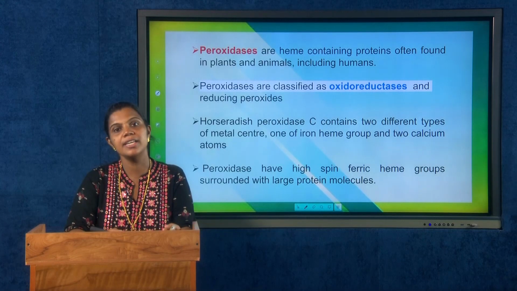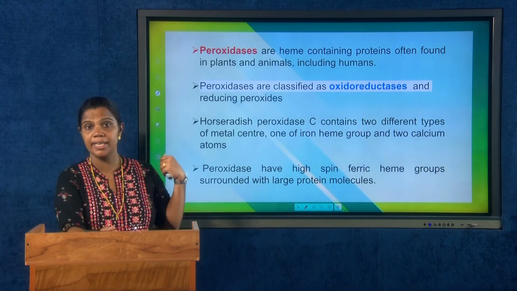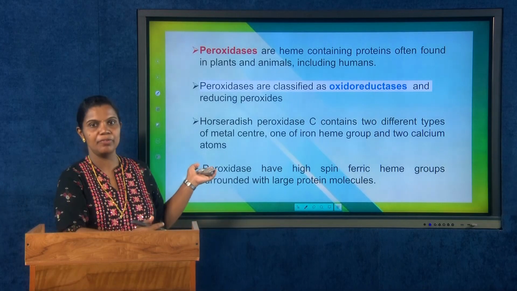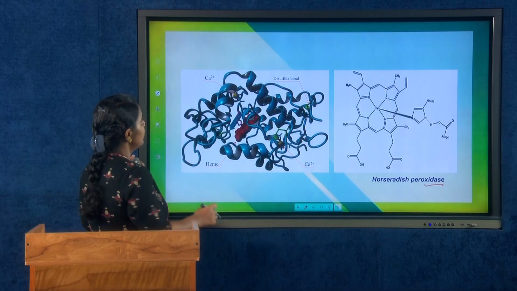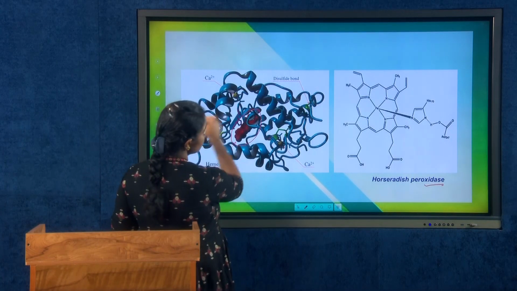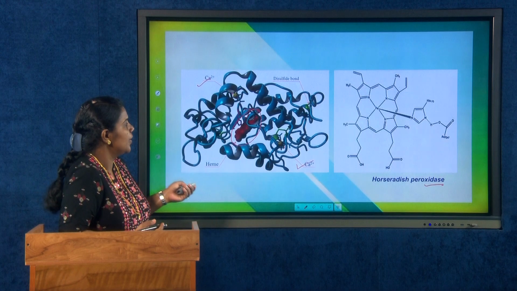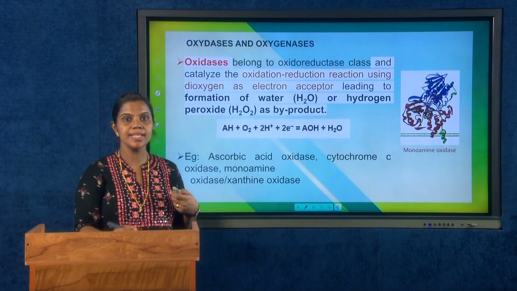It is also classified as an oxidoreductase and reduces peroxides. An example is horseradish peroxidase C enzyme, which contains 2 types of metal center. As we saw in the previous slide, it contains 1 iron and 2 calcium groups. Peroxidase usually contains iron in the high spin state, surrounded by large protein molecules. This is the structure of the peroxidase enzyme.